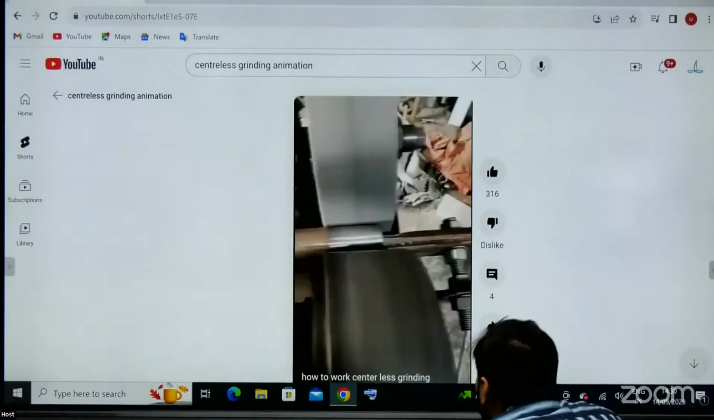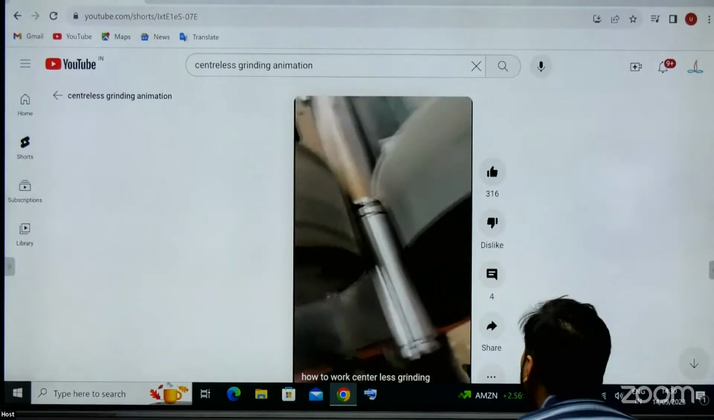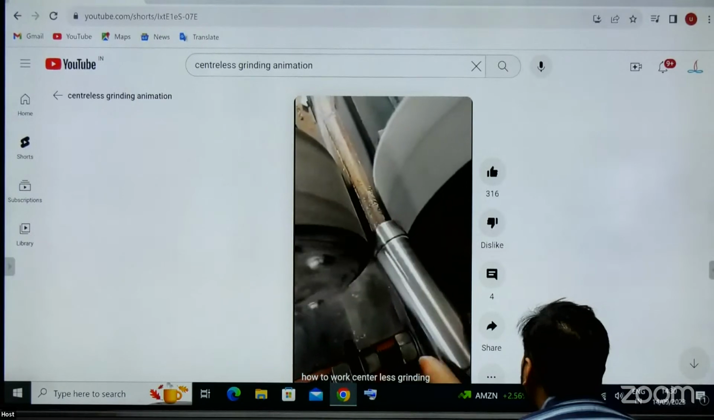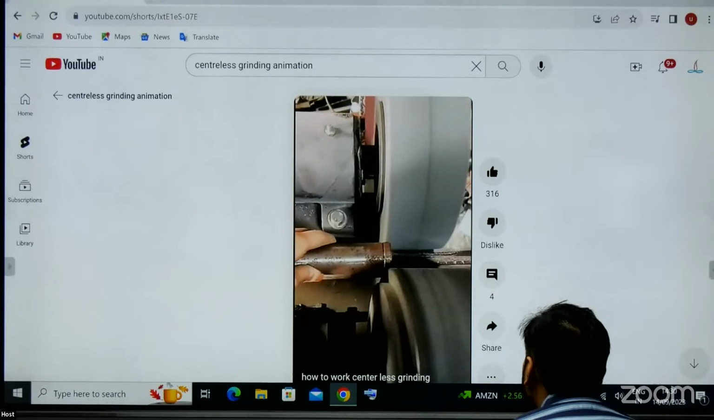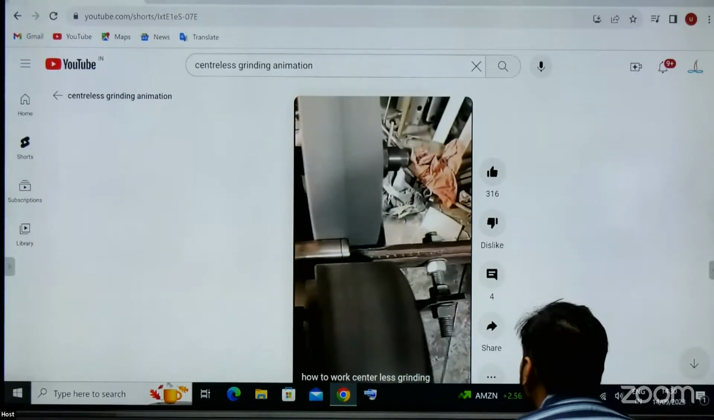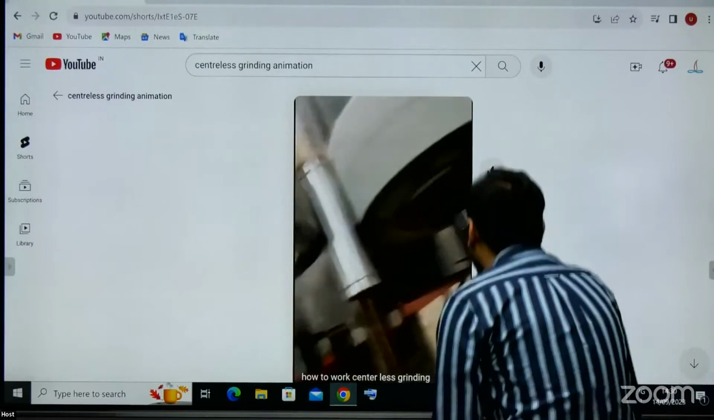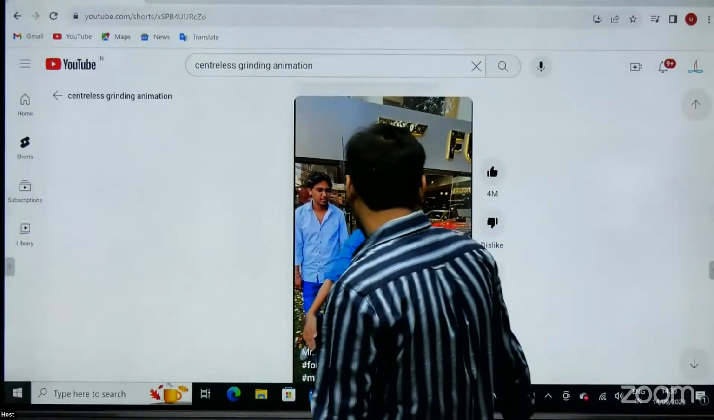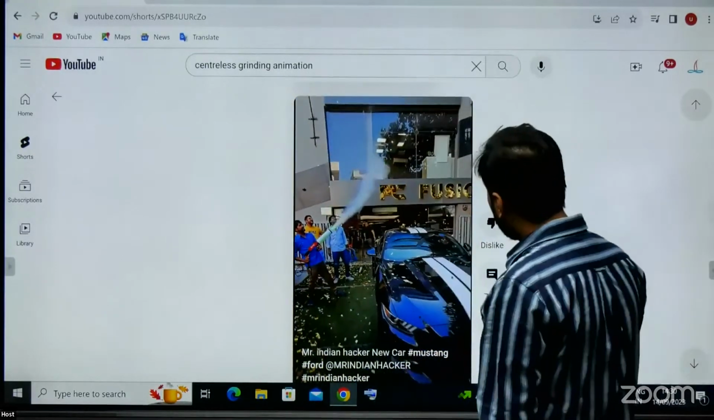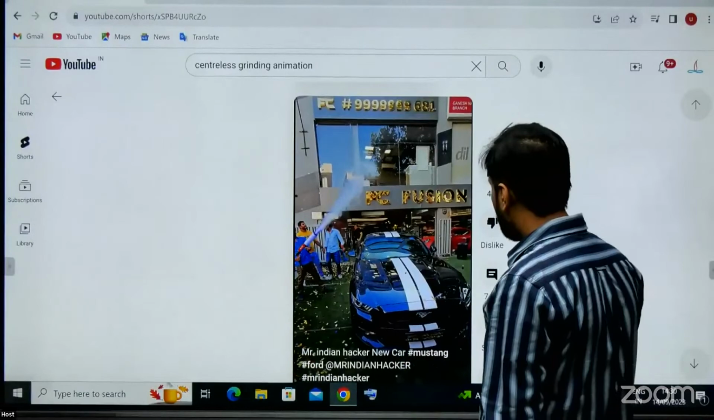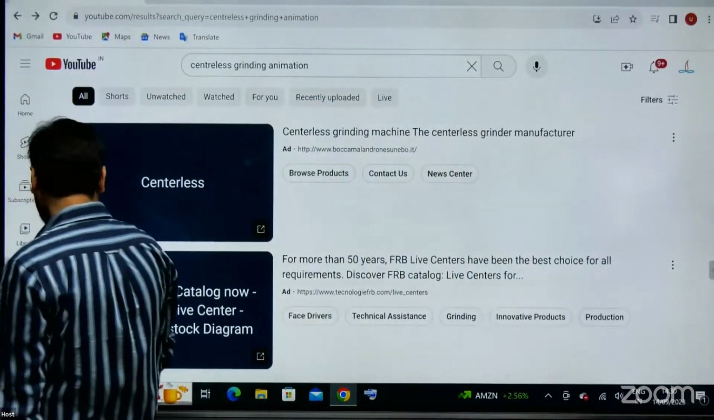But isn't it looking like a barrel? No, not barrel. This. What is that? Cartridge. Zabardast. Maza.